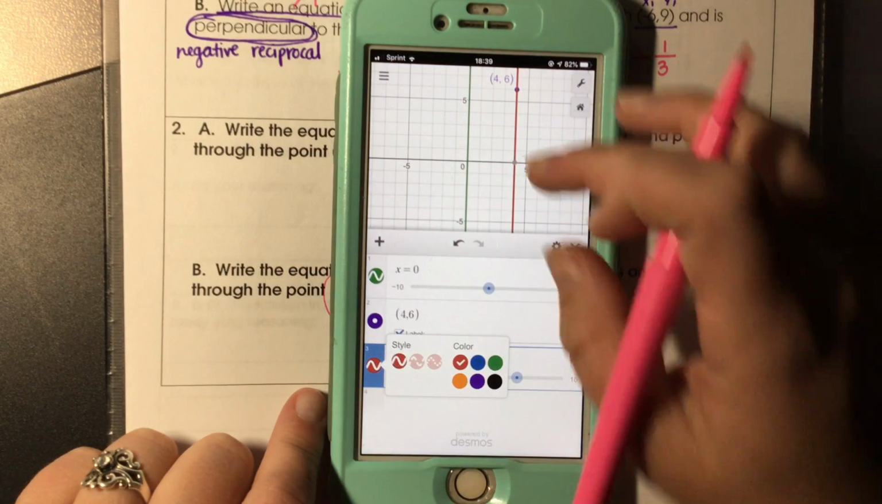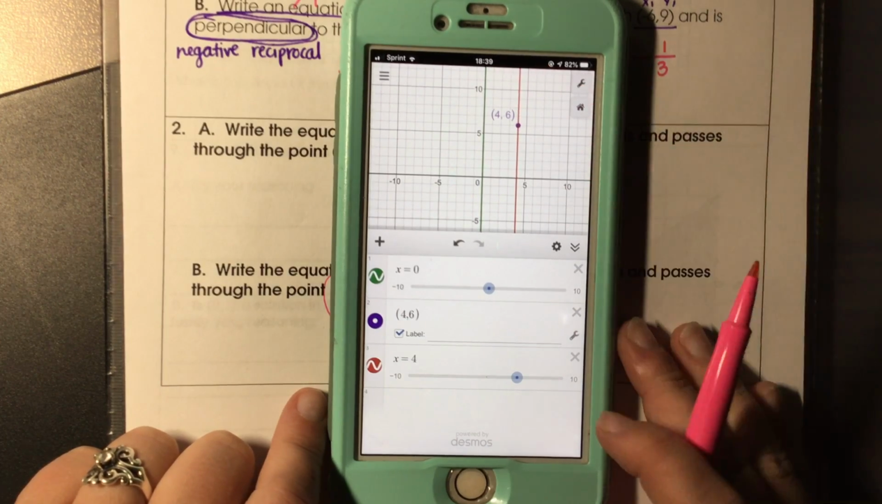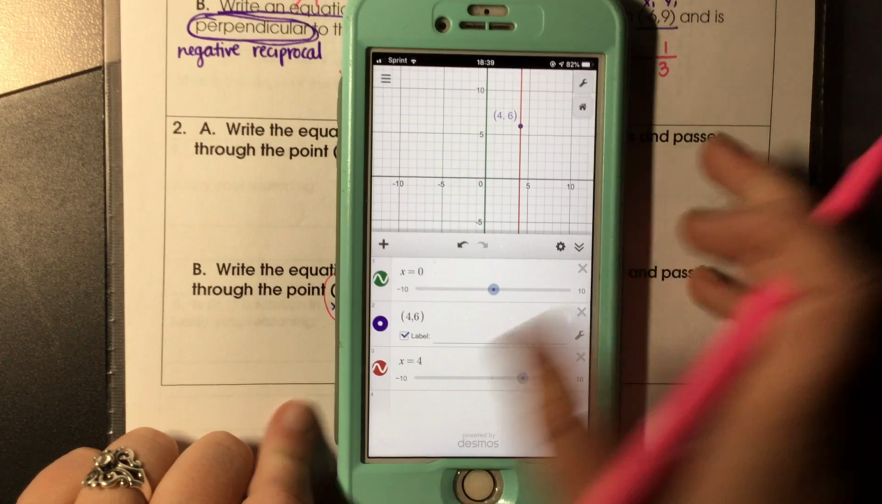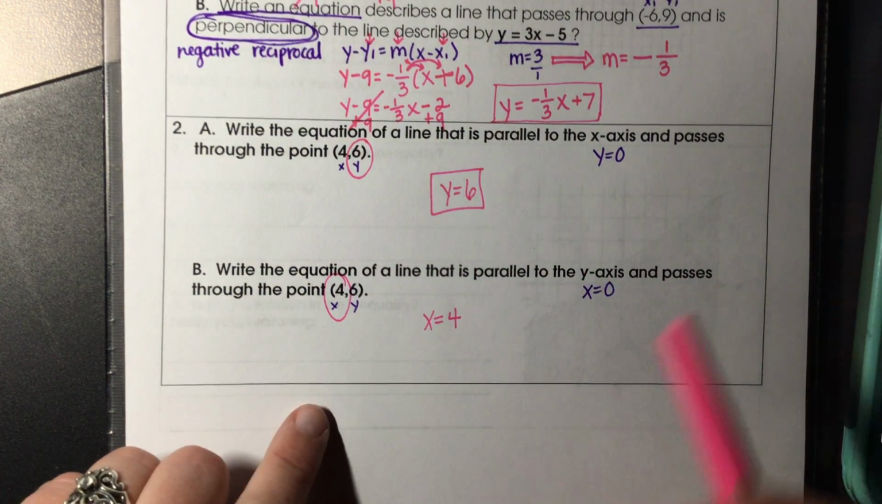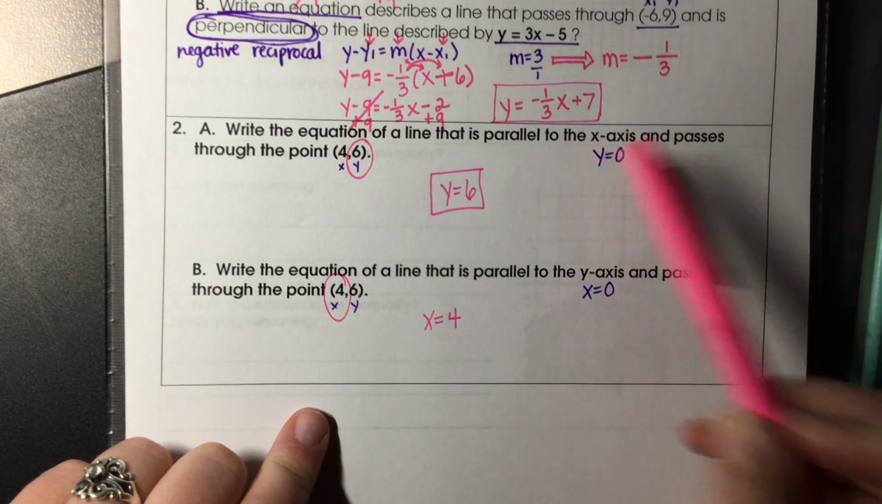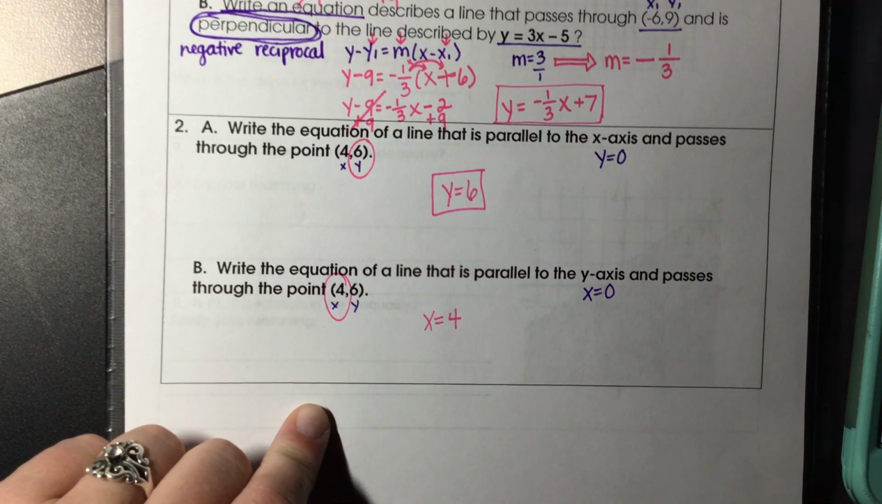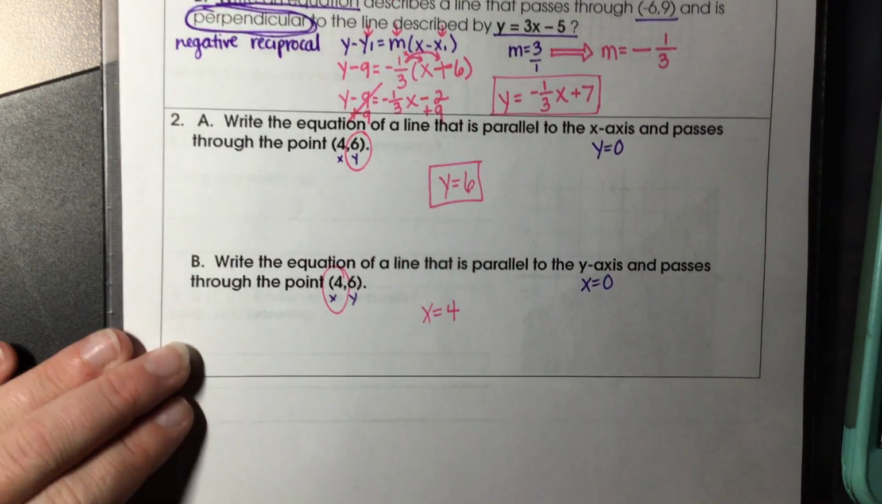Let's go ahead and go red. So now I'm able to see that these lines are parallel to one another and it goes through the point 4, 6. All right. So now I've written my parallel lines of the x-axis and y-axis that go through the point 4, 6.